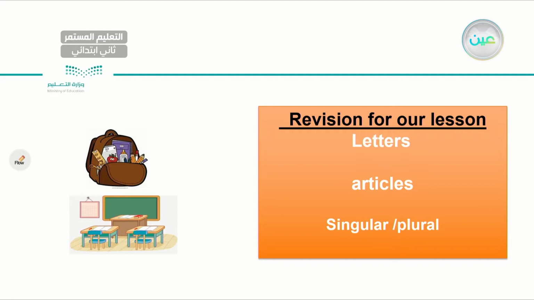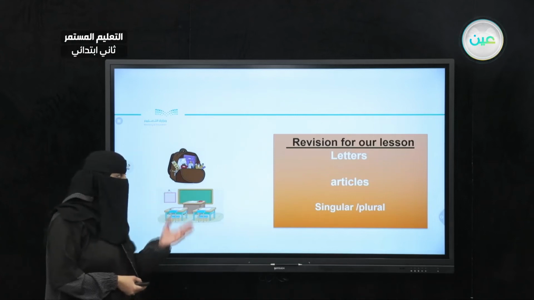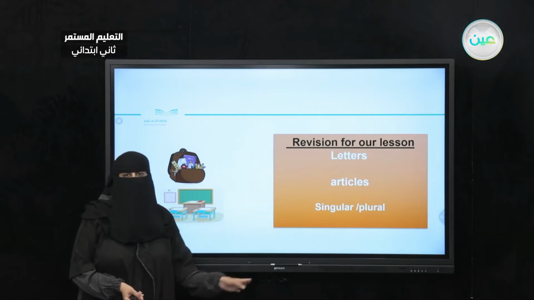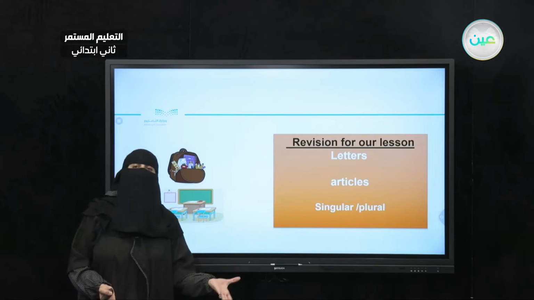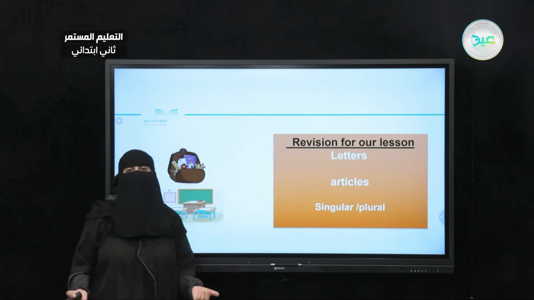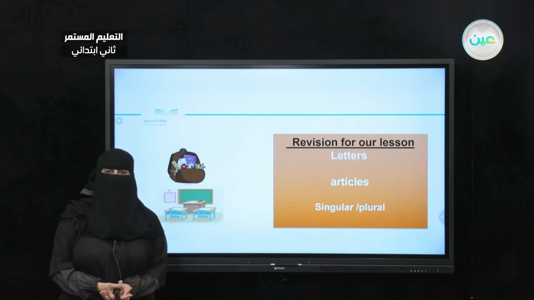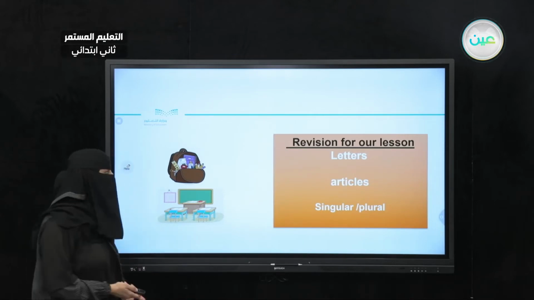Let's start by revising what we've learned in the previous lesson, my dear student. In the previous lesson, we revised letters. We learned how to say them, how to write them. We tried to do several exercises with letters. Also, we introduced articles, and we'll be discussing articles in a minute because they are important. Also, we differentiated between singular and plural. A teacher, 5 teachers. A student, 16 students. An apple, 25 apples, and so on.